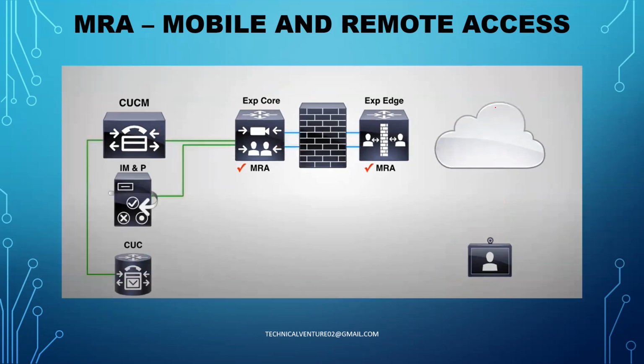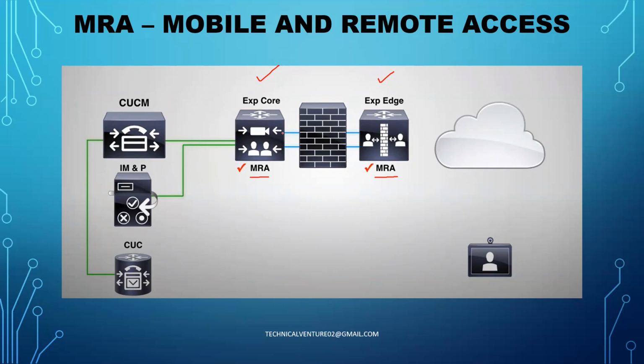Okay, so now you can see the CUCM connection with the Expressway Core and Expressway Edge. It says this is MRA. MRA, right? So you can see MRA needs to be enabled on the Expressway Edge as well as on the Expressway Core, right? You need to enable MRA on both the Expressway Core and Expressway Edge.